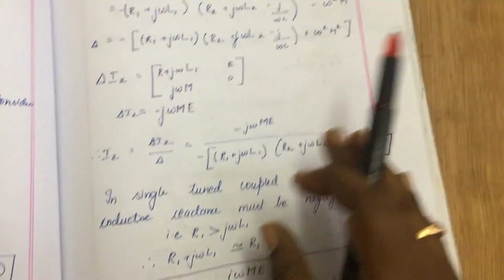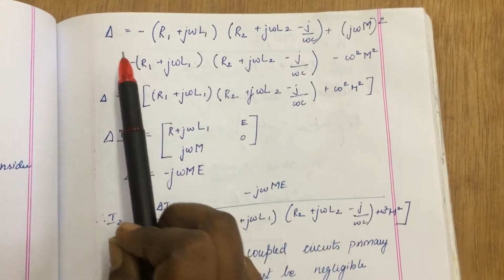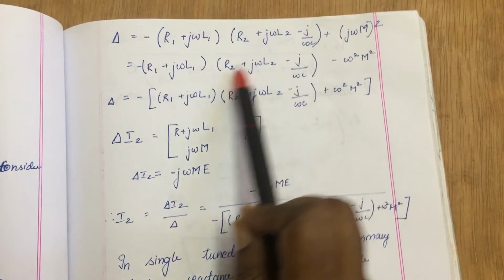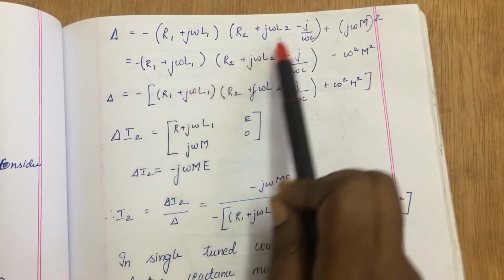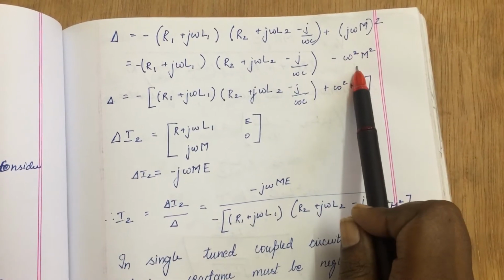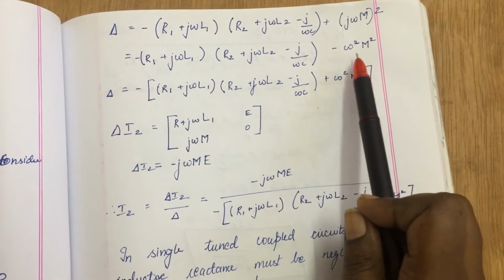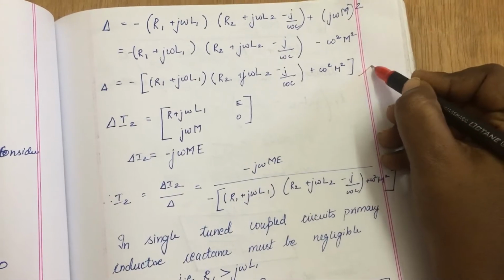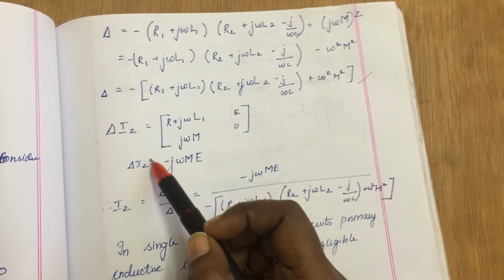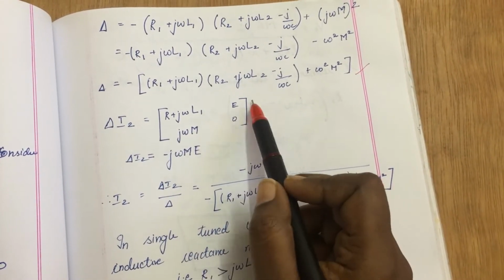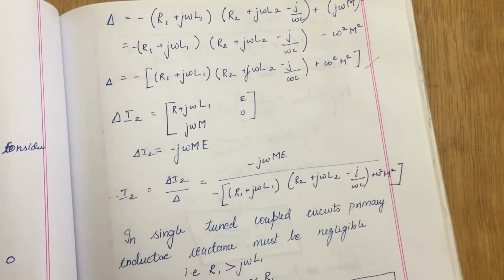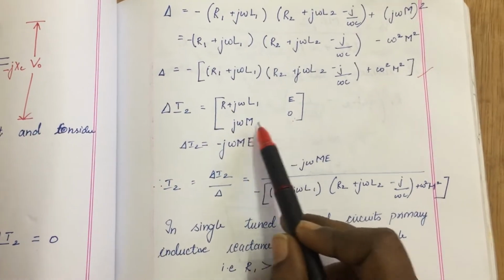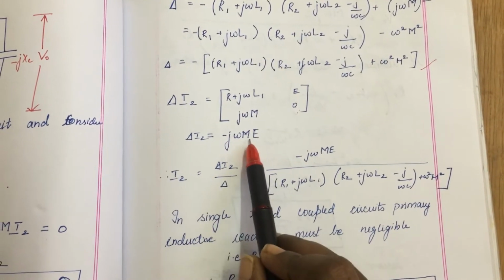So the first step is to find the determinant value, del. We multiply the opposite terms, and we write it like this. There is no change in the first and second terms, only this has changed to ω squared M squared. Now by taking minus common, I have written my del equation like this, and obtained my del value. Next, to find del I2, I write my voltage terms E and 0 in the matrix form. This into this becomes 0, and this into this I have written here as minus jωM.